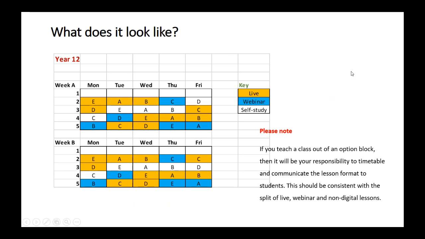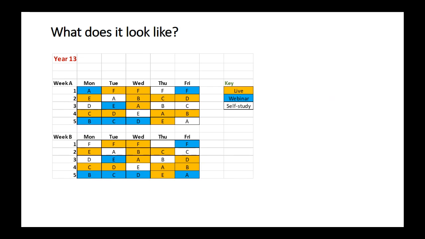But one thing to note with Year 12 and 13 is that some classes, and you will be aware of this, are taught out of option in order to make the timetable work. So if you look at week A, period 1, you might have a lesson with Year 12 during that period. That's an out of option lesson. But it will be your responsibility to ensure that the lesson you teach in option 1 still goes ahead, and it should match the appropriate live, webinar or self-study session that it would if it was on the rest of the timetable. Year 13, again, is similar with the option blocks.